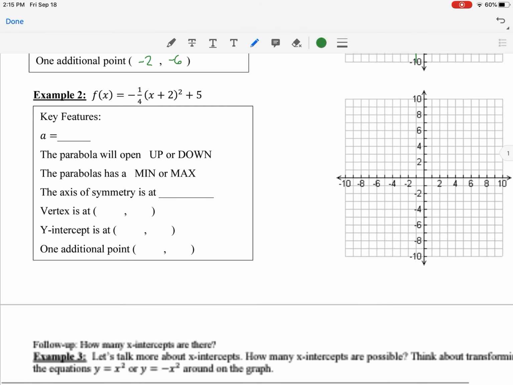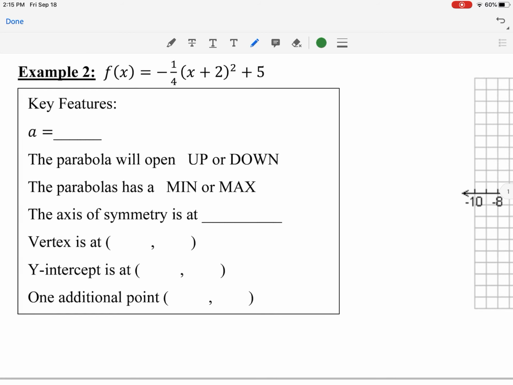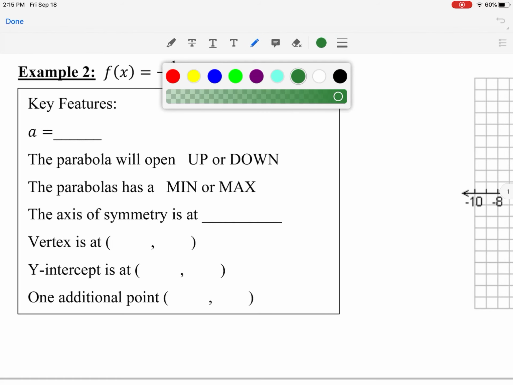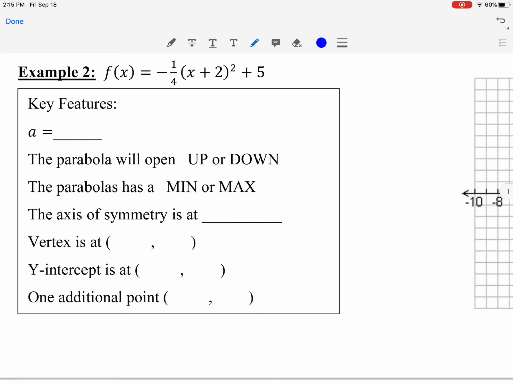We're going to do the same thing with example 2. If you want to pause the video and try this first, see if you can come up with the graph and everything on your own, that would be awesome. So this time our A is -1/4, the number in front of the parabola. And this time it's negative, so our parabola is going to open down. So if you want to sketch like this, it's going to open this way, meaning our vertex is going to be at the top. So it's going to be a maximum.